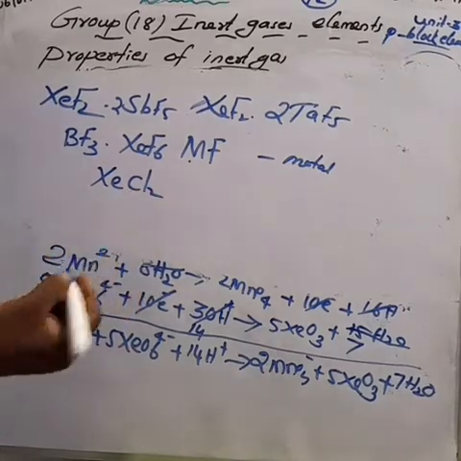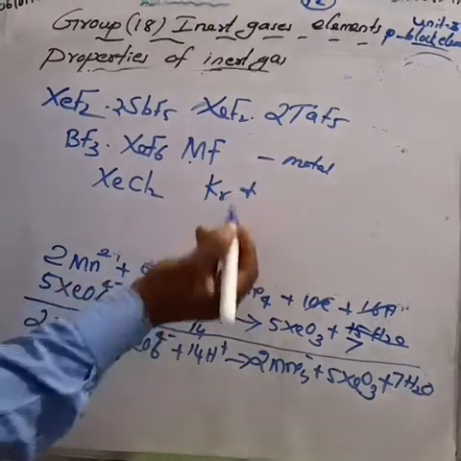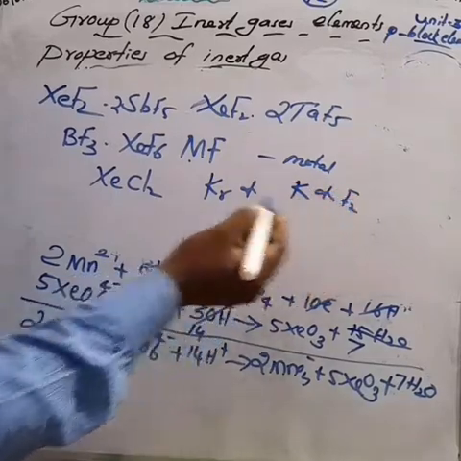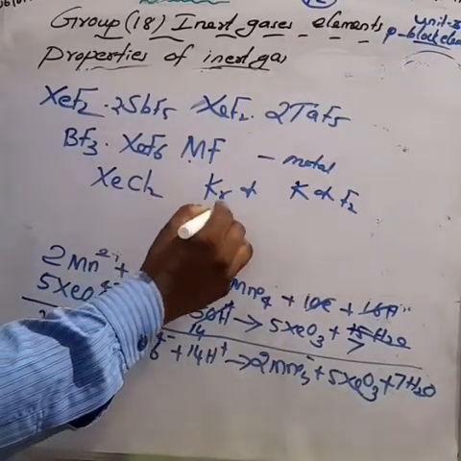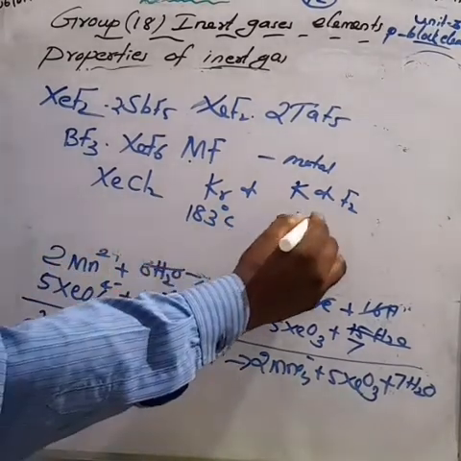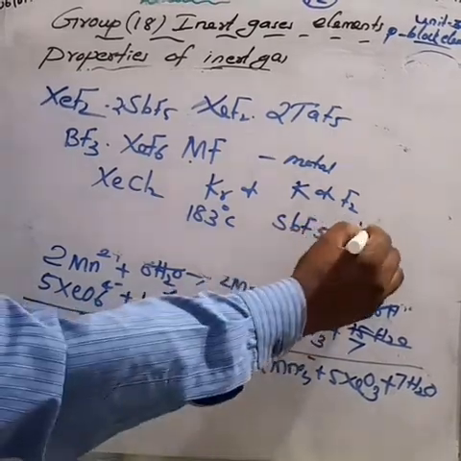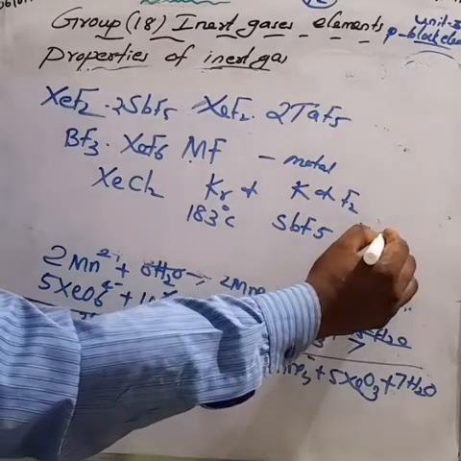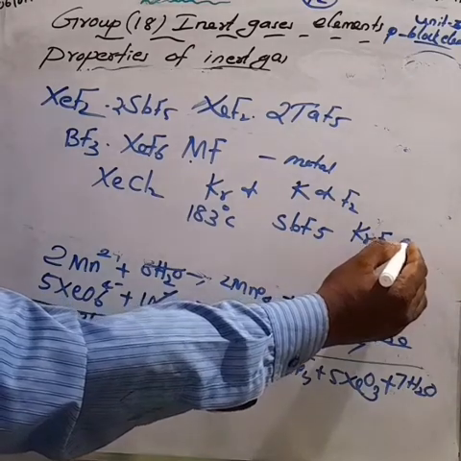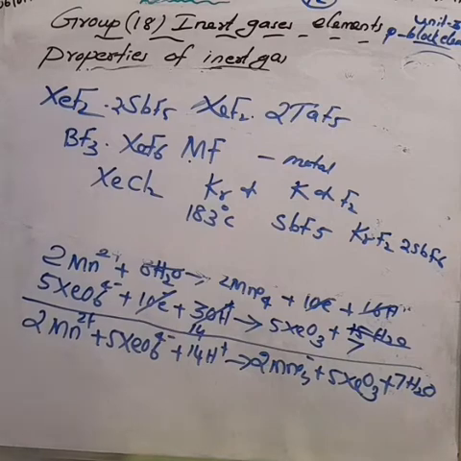Next about krypton and krypton difluoride. When an electric discharge is passed through krypton and fluorine at 183 kelvins, or minus 183 Celsius, or when the gas is irradiated with SbF5, it forms krypton difluoride, KrF2, and also 2SbF3. Sb, all of you know, is antimony.